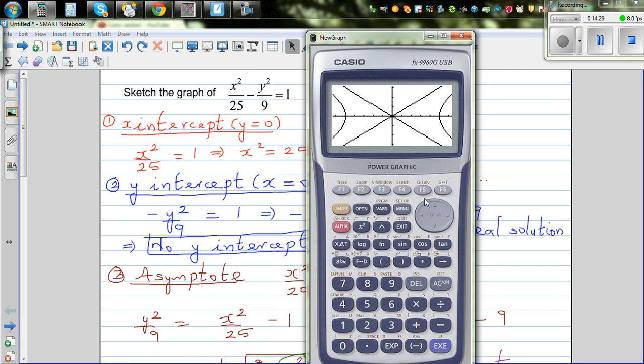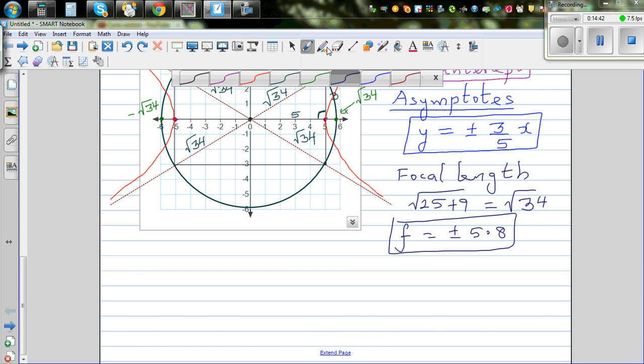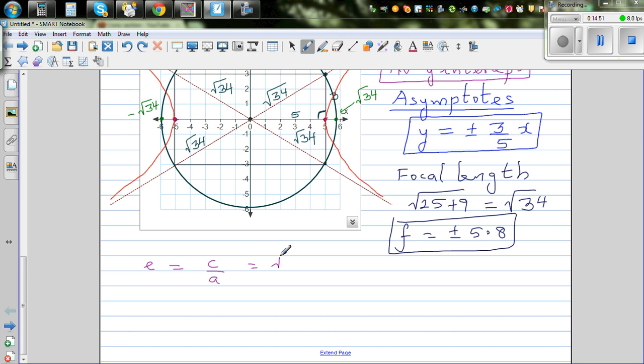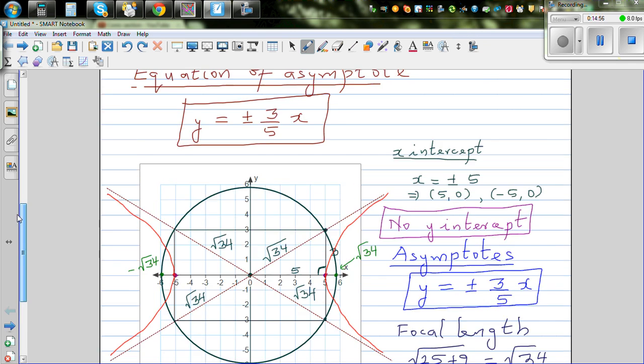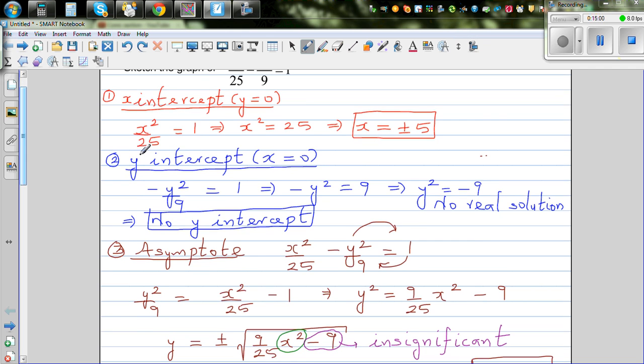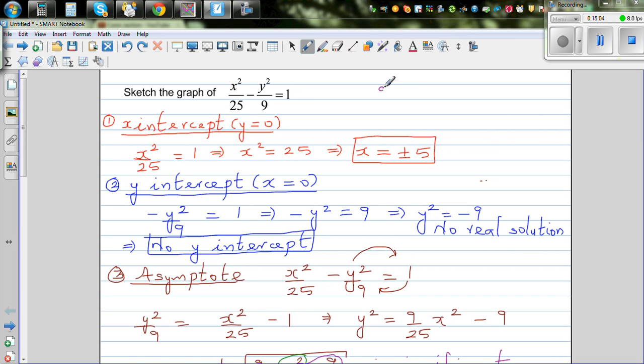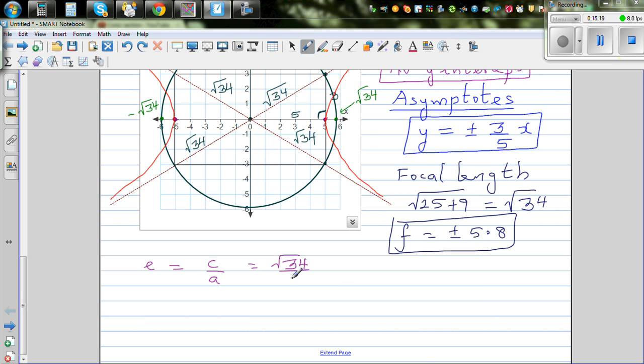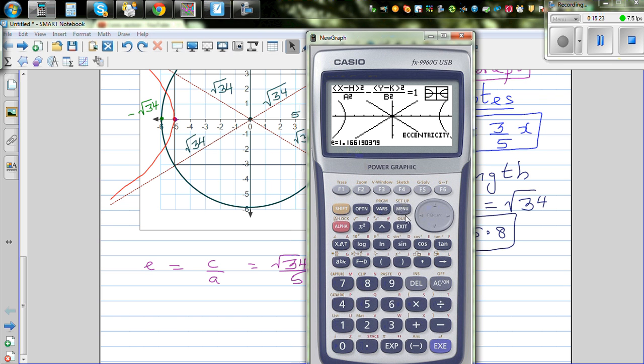And finally, eccentricity is c over a. Let me show you that. G-solve, e is 1.17. Let me explain that. Eccentricity e is c over a, which is the square root of 34 over a. A is the denominator here, so a is 5, and your b is 3. And your c, which is your focal length, is the square root of 34. So the square root of 34 divided by 5. Let's use the calculator. Shift square root of 34 divided by 5 is 1.17, and this is your eccentricity.